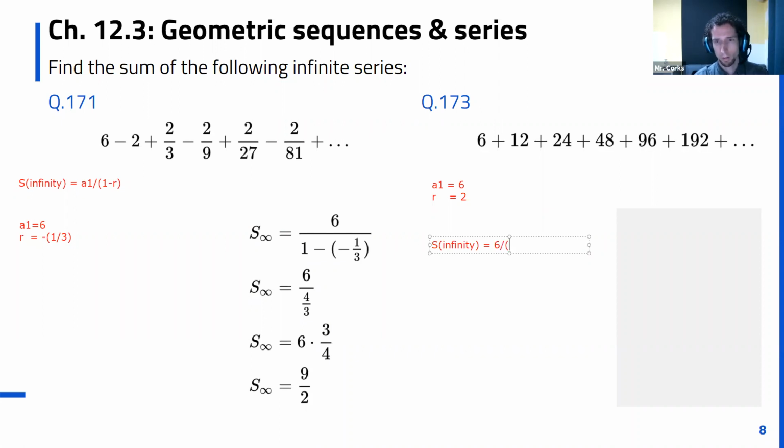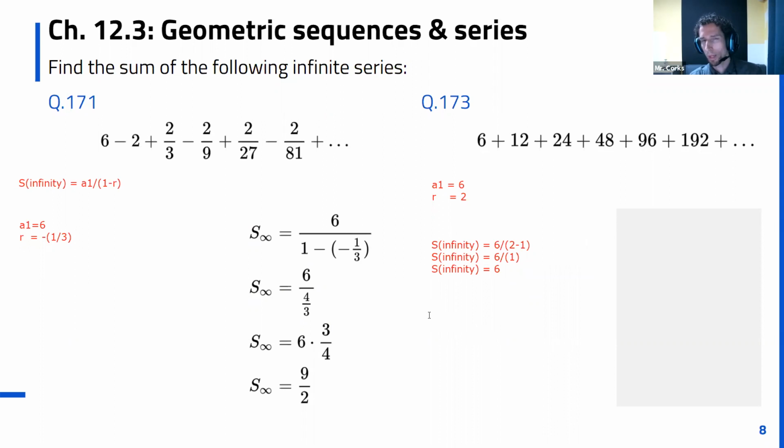divided by, which version of the formula are we going to use here? R minus 1. R minus 1, you say. Okay, so that would be r, 2 minus 1. And then that's 6 over 1. So it is equal to 6.